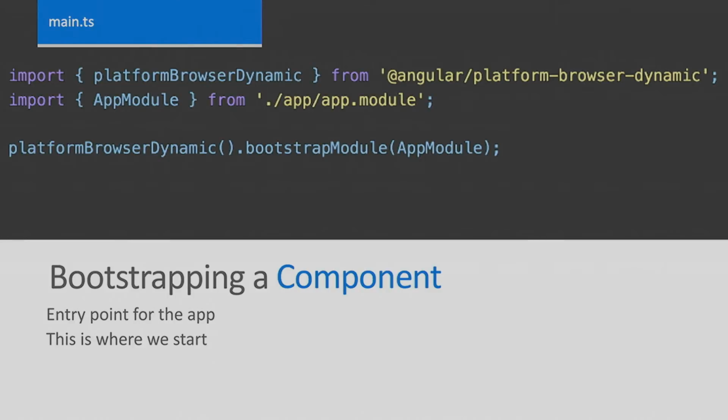So you pick the platform you want to be on, and then you tell it, where is my code? Where does my code start? That's app module. I usually call my root module app module. So I say, OK, use this platform to bootstrap my module. And that's it.